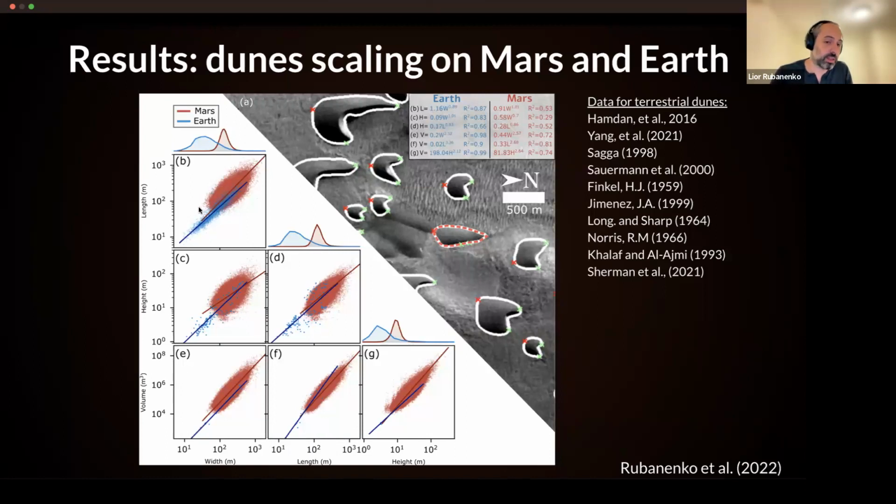First, we do see, like those models predict, that the size of the smallest dunes, the incipient dunes on Earth, measured manually by all those studies that you see here on the right, are smaller than the smallest dunes on Mars, right? So we see this difference in the size of the incipient dunes on Earth and Mars.